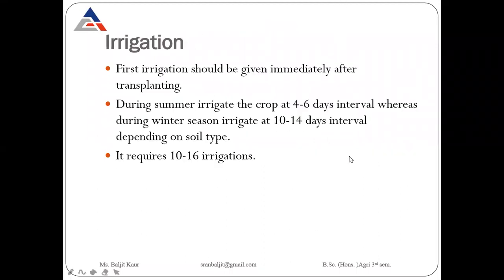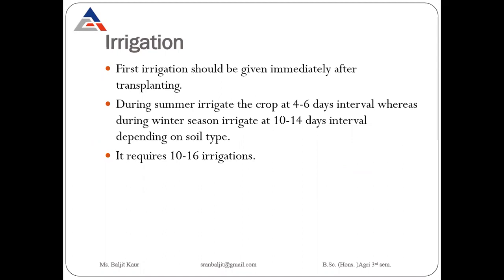Then irrigation. So irrigation is very essential, as this is a warm season crop. So first irrigation should be given immediately after transplanting, and during the summer season we need to irrigate the crop at 4 to 6 days interval, and during the winter season the crop can be irrigated at an interval of 10 to 14 days, and this totally depends upon the soil type.